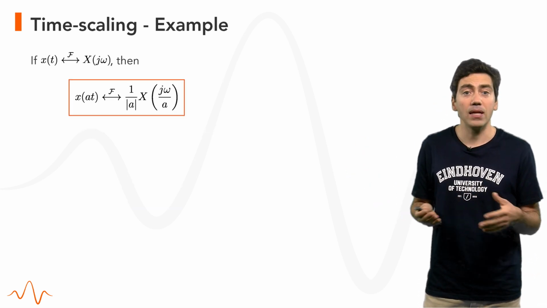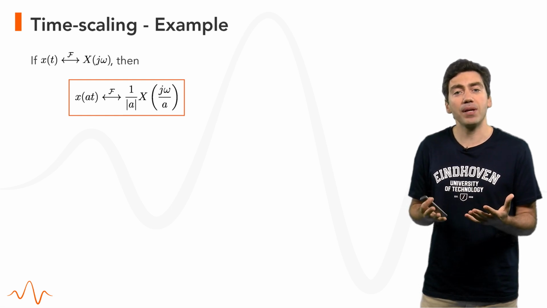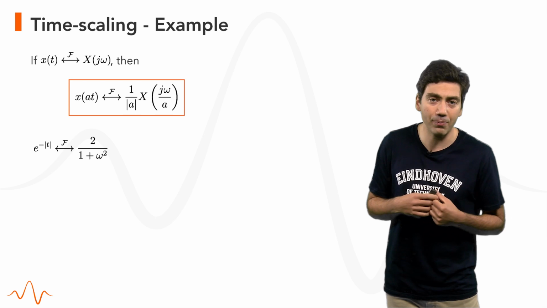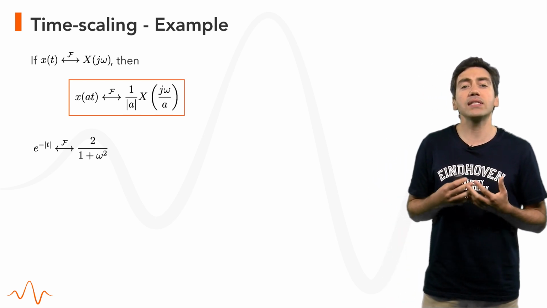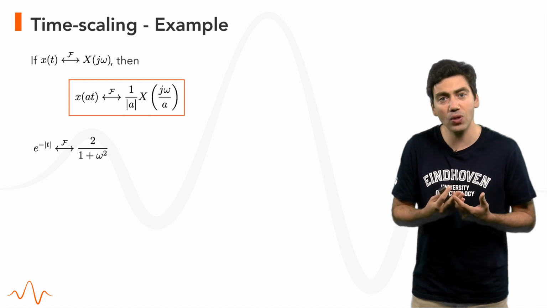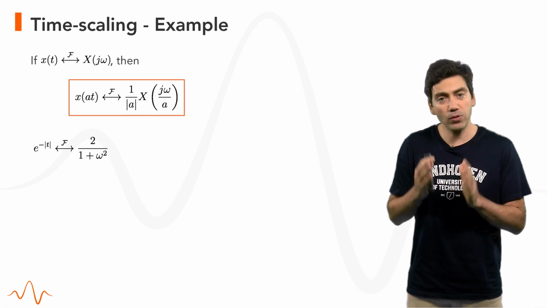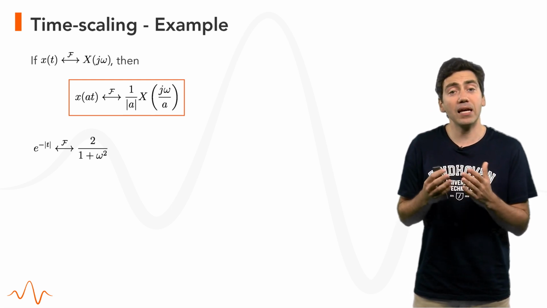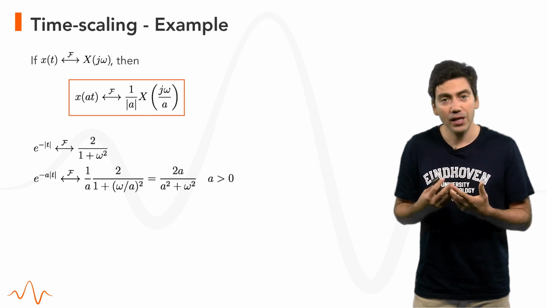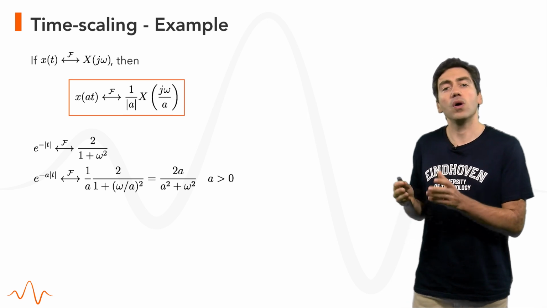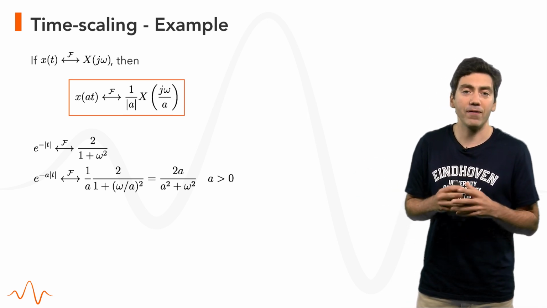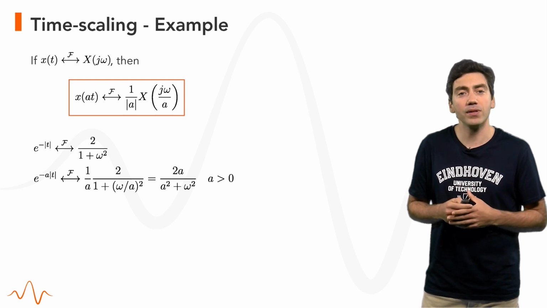Now, here's an example. Say that we have a double-sided exponential, which has this Fourier transform, that we've seen in a previous video. Let us say that we want to scale this signal in the time domain, so now we consider exponential of minus a times the absolute value of t. Then the Fourier transform is obtained by changing omega to omega over a and multiplying by 1 over a. If omega is positive, that's what we are considering here.